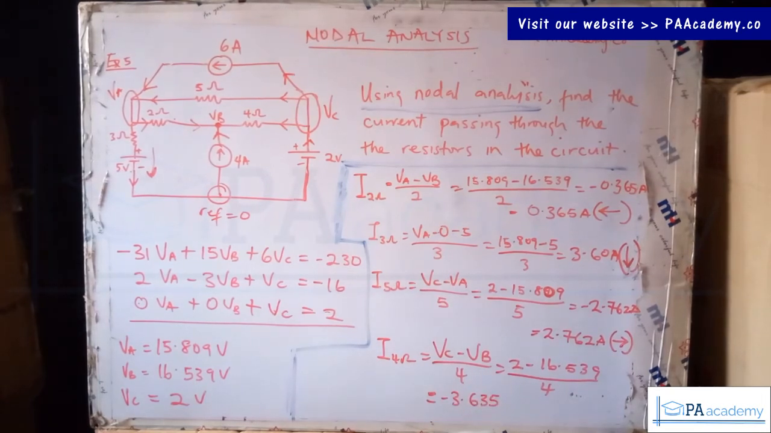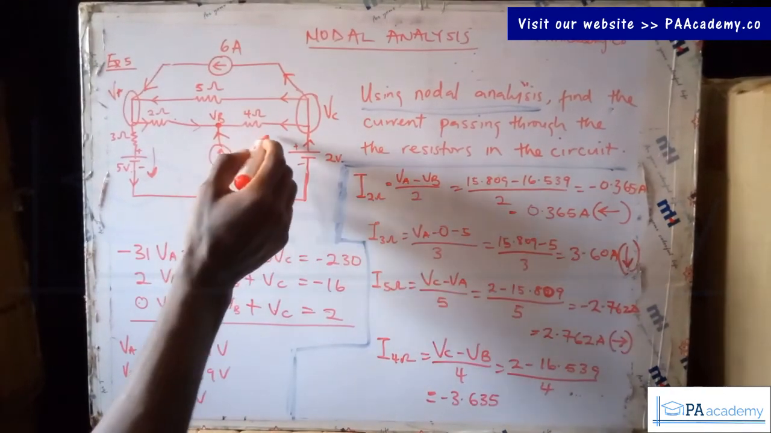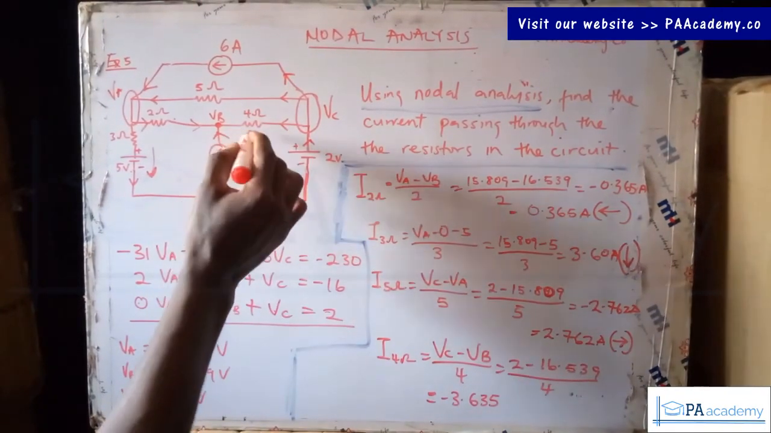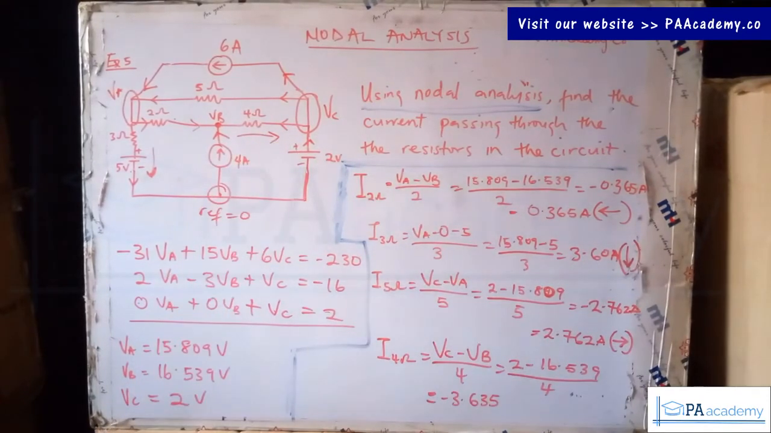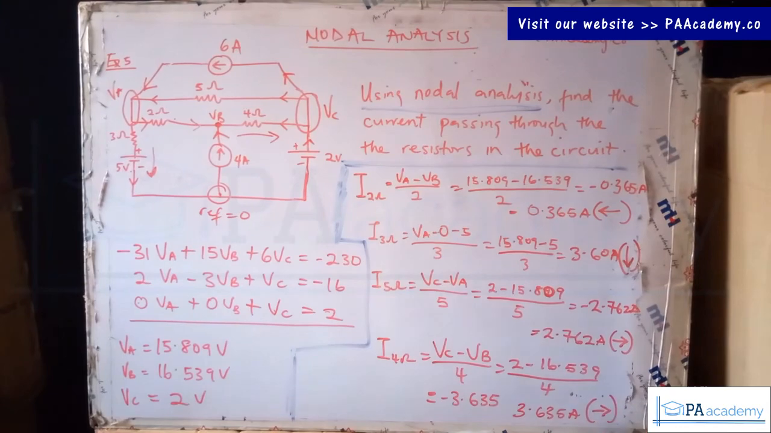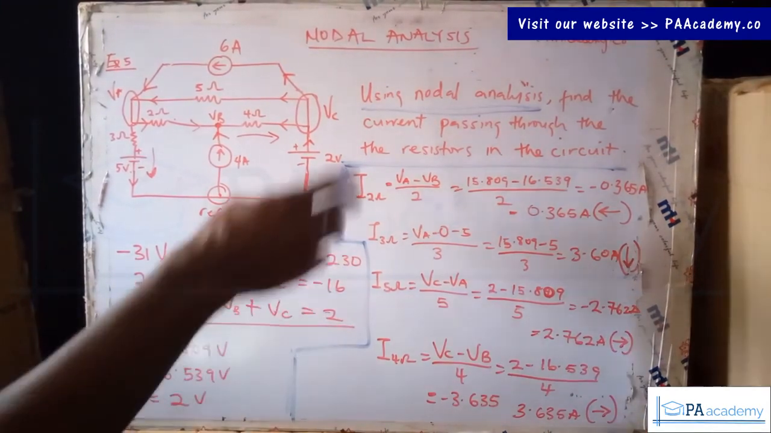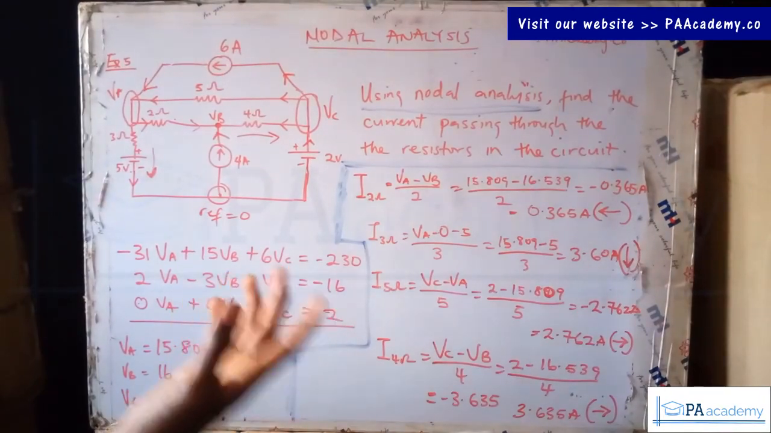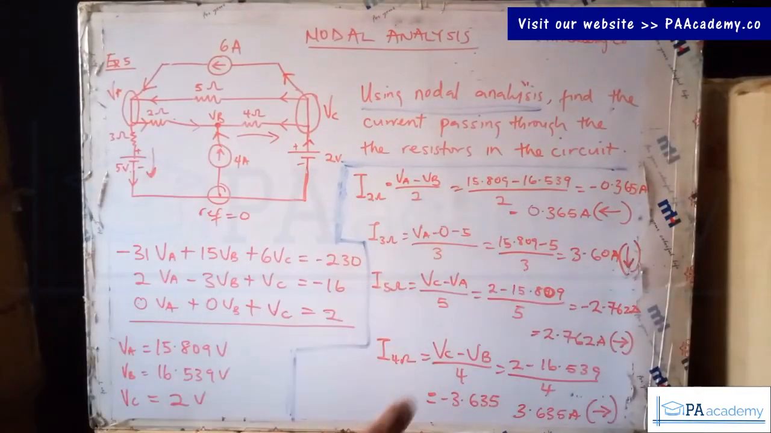Since we are getting a negative answer, that means we assumed the current is flowing in this direction, but we are getting a negative answer, so the current is actually flowing in this direction. So that will be 3.635 amperes, and let's indicate the direction. With this now, we've been able to get the direction of all the currents in all of the resistors in this circuit.